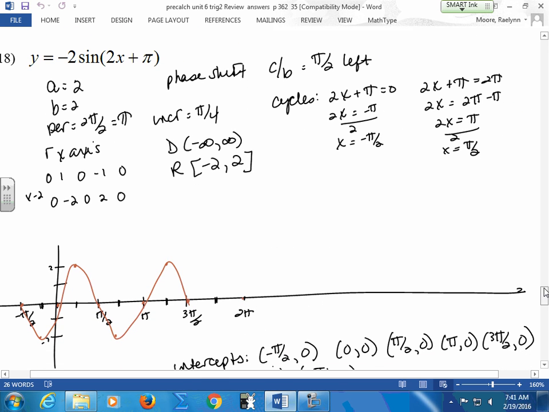Did you have this one too? Okay. So we've got a reflection, we have an amplitude, we have a frequency, and we have a shift. Your phase shift, C over B, pi over 2 to the left. So you're starting there. Your frequency also says 2 curves in 2 pi, so your period's going to be pi. So it's going to cut down from where we have to go for 1 full cycle. And if you have to go 2, just go a little bit more. Just follow your same pattern.